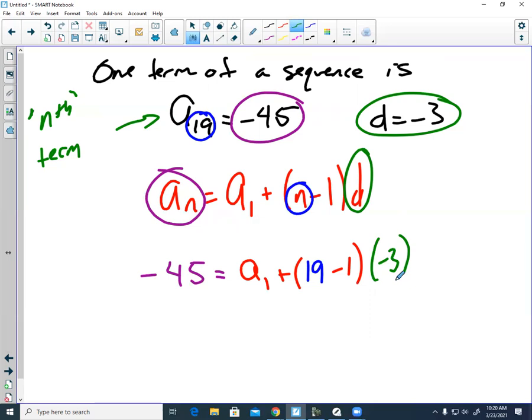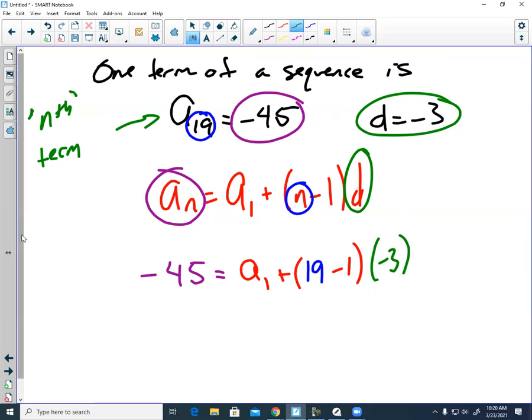Okay. So Ashton's question is a good one. How do we know this is -45? This is telling me up top, the 19th term is -45. When I plug 19 into the equation, I get -45 out.